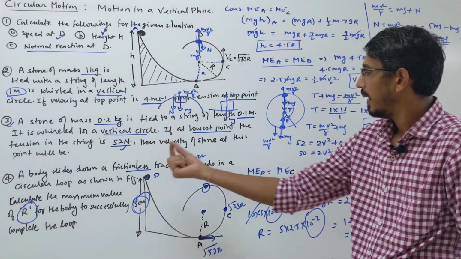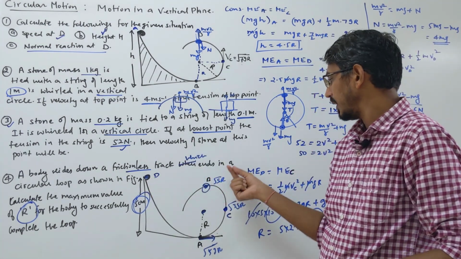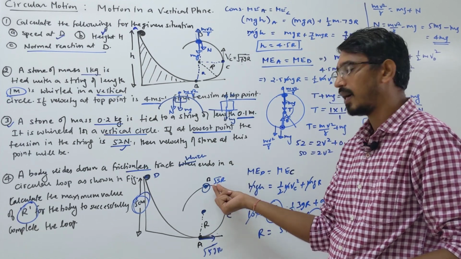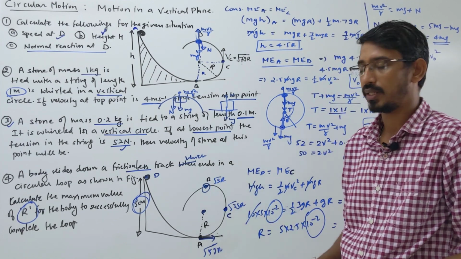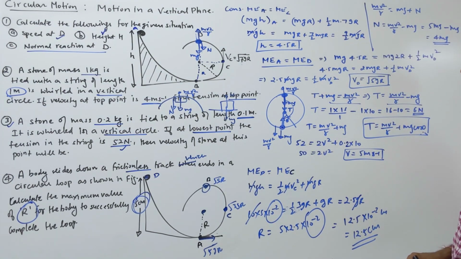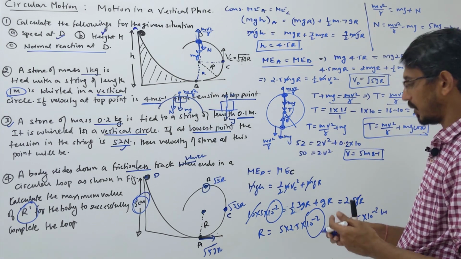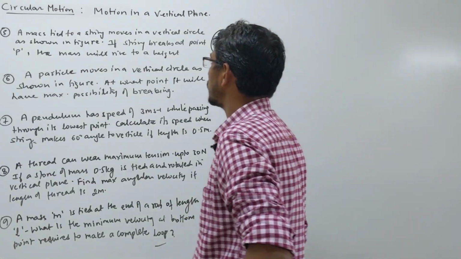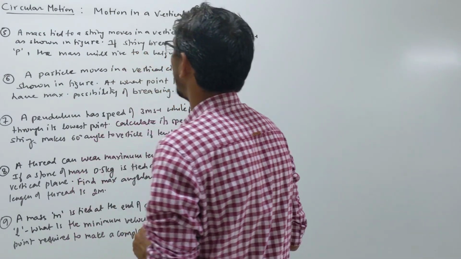Keep in mind, okay. mgh at this point is equal to what? Here potential is mg, and height is 2r, plus kinetic is half mv square. This is the velocity root gr. You should get exactly the same answer, okay. So these are 4 questions, and let's do a few more problems because this topic is very important for us. Let's see a few more problems on motion in a vertical plane, okay.